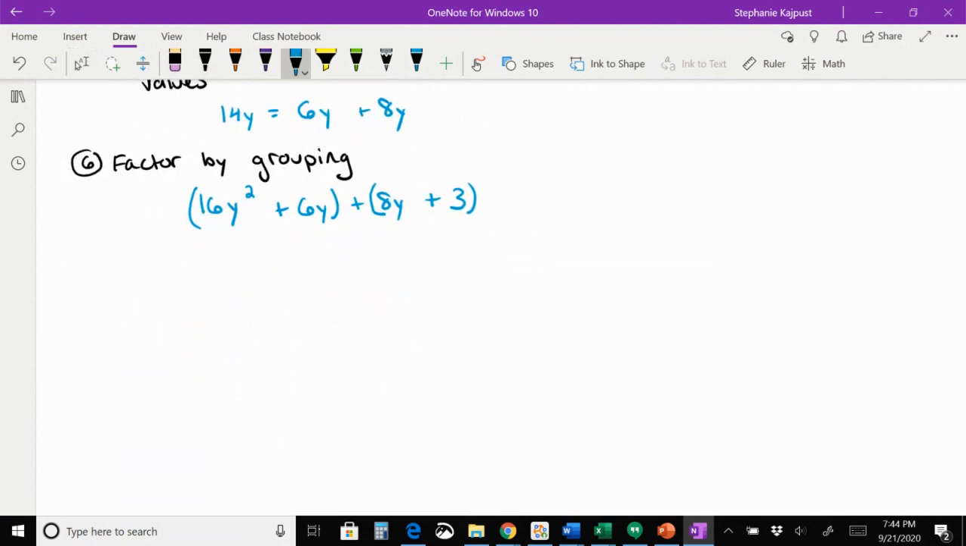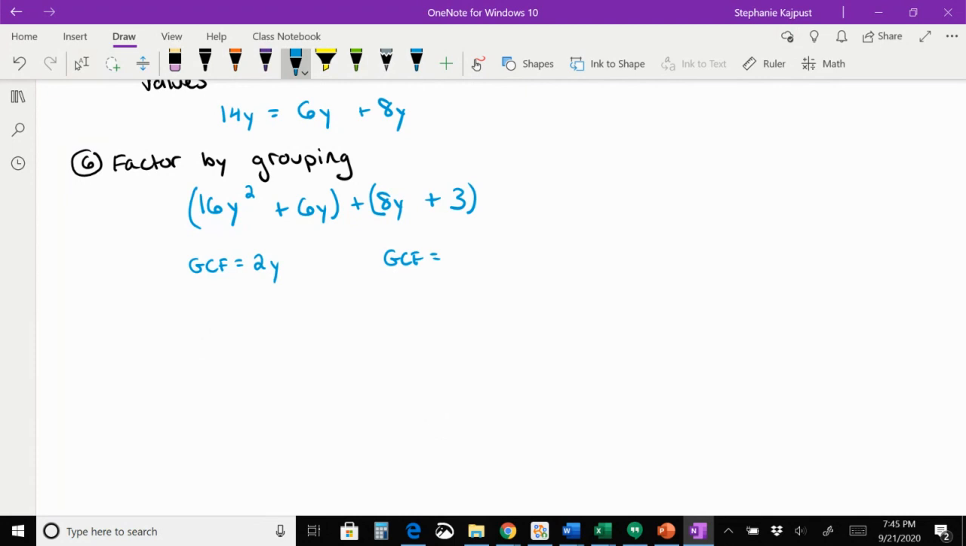So now that I've set up my groups, I'm going to find the GCF of each group. So the first pair, I have 16 and 6. I can't divide 6 into 16. I can't divide 3 into 16, but I can divide 2 into 16, and it also goes into 6. And then I have a y squared and a y, so you take the smallest, which is y, because there's only one of them.